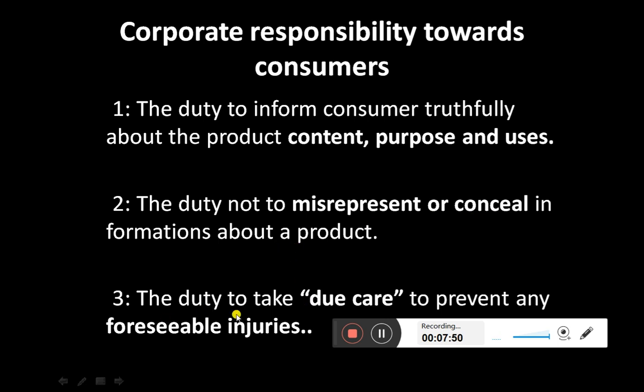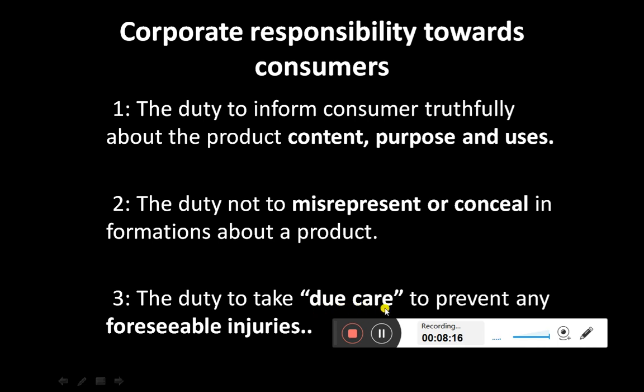The next we have the duty to take due care to prevent any foreseeable injuries. It means that if the product of the corporation can provide any harm to the individual in the upcoming future, you must give, let's suppose, proper information, and that extra taking care of your customer is known as your due care.